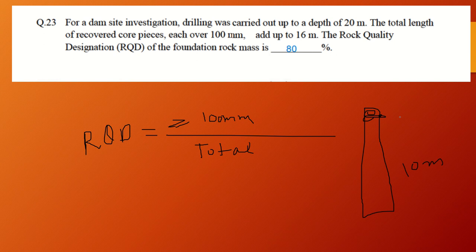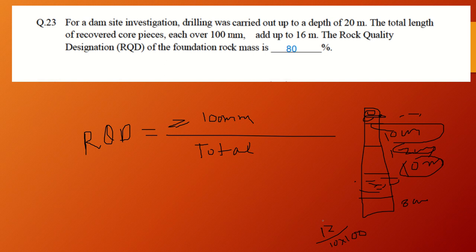So first you will get some clay material, then you get a core of 10 centimeter, then a core of, let's say, 12 centimeter, then again rock samples, small pieces of rock, then you get a core sample of 8 centimeter. So this one and this one are more than 100 mm. So we will add these two, so that becomes 12, divided by the total length, which was 10 meter, so divided by 10, and we will convert this meter into centimeter to make the units similar, so multiply it by 100. This is the concept we are using here.